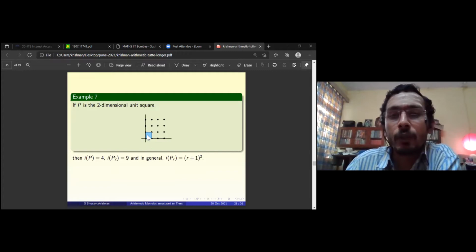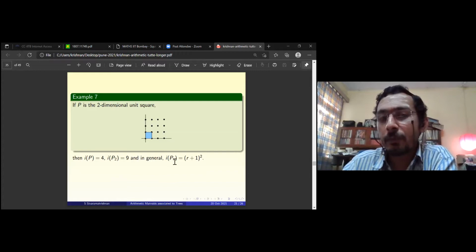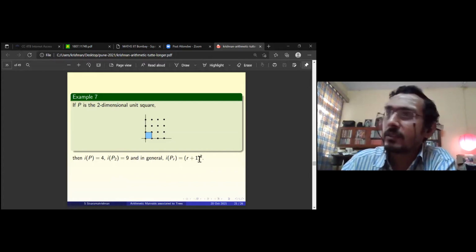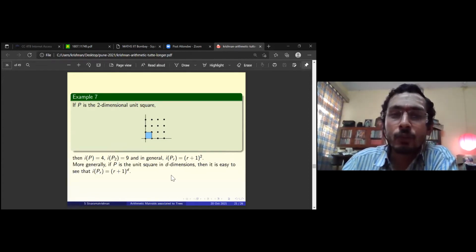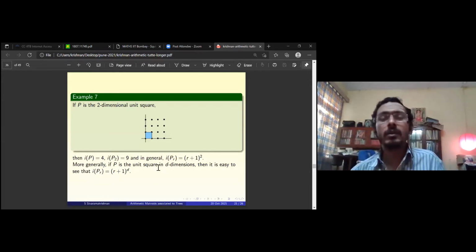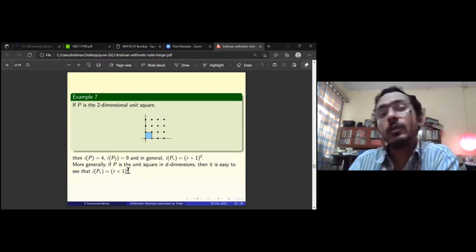The number of integer points in the unit square is 4, because the 4 endpoints are there. If you dilate it by a factor 2, everything gets blown up by a factor of 2, so the number of integer points becomes 9. Is it clear? And if you look at factor 3, it will become 16. So in general, the number of integer points in the R-th dilation will be (R+1) whole squared. Is it clear from this example? In general, if you have a unit cube, the cuboid in d dimensions, you will get (R+1)^d. This is the standard thing if you generalize to higher dimensions.